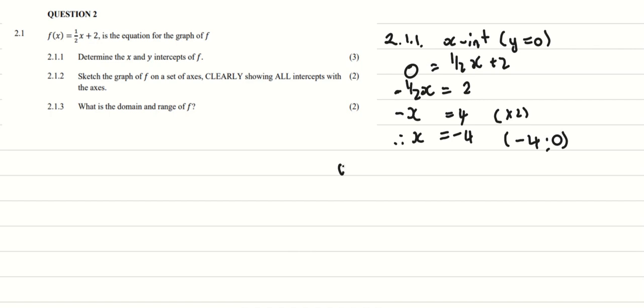Next up, the y int. Because this is a straight line graph, the y int is quite obvious in the equation, and so the y int is going to be at 0 and at 2. Okay, so the 2 coordinates are at negative 4 and 0, and 0 and 2.